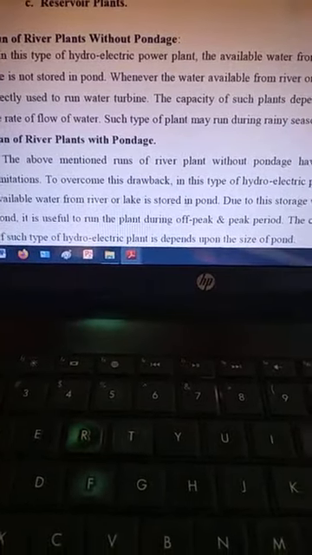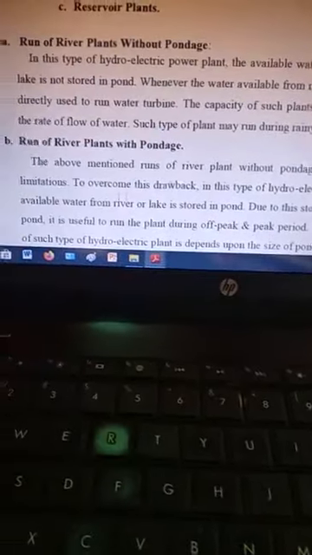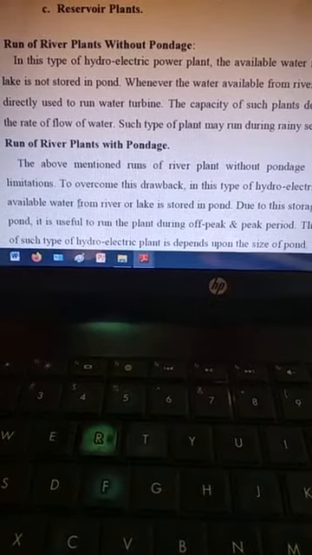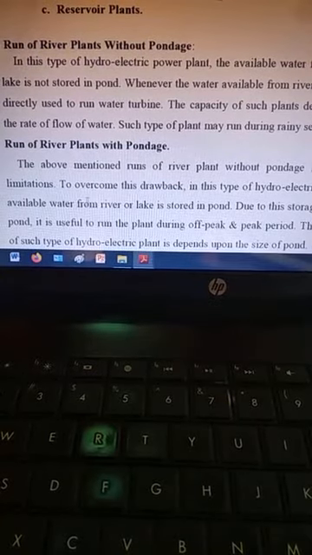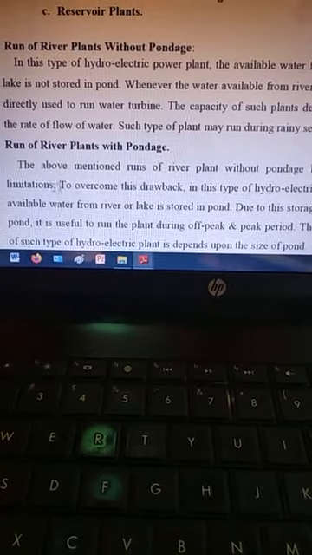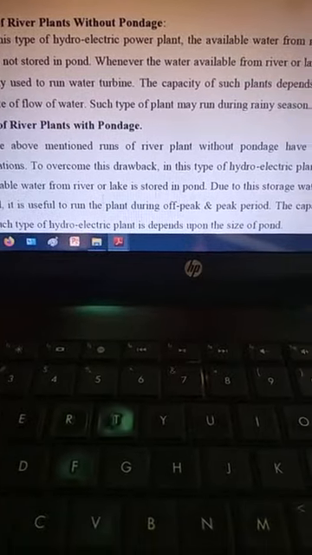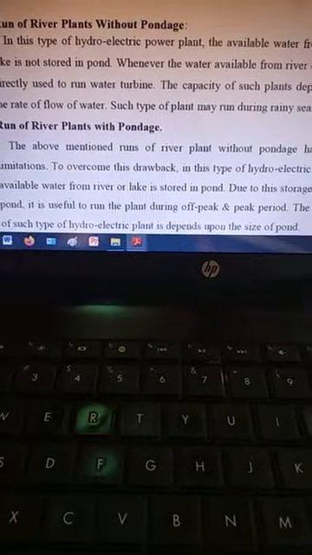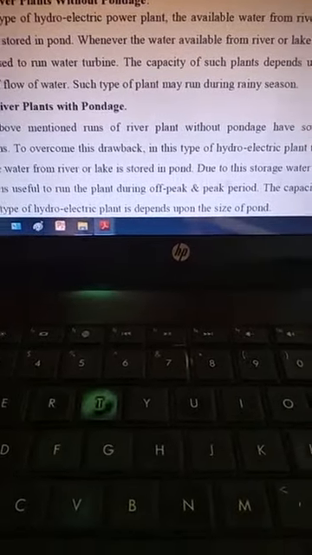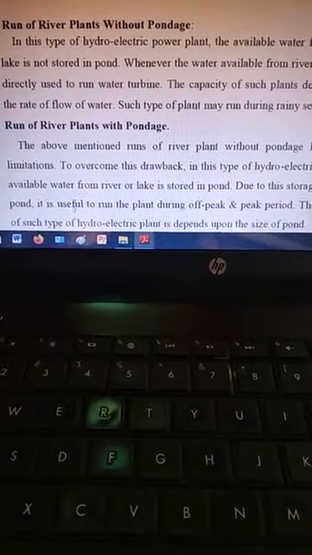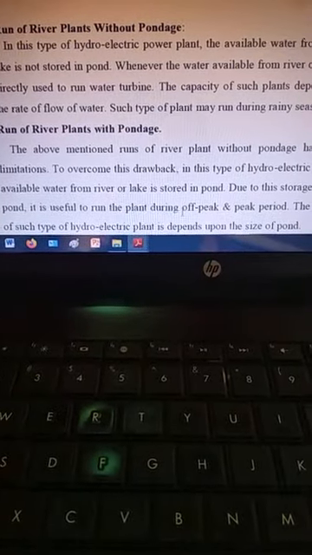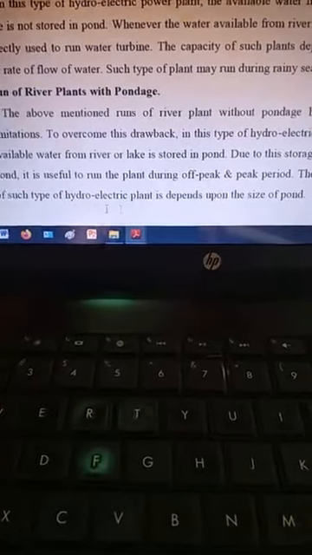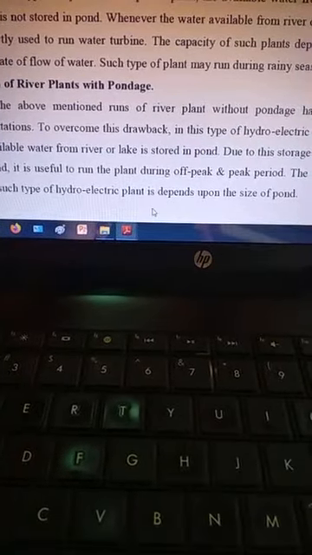The above mentioned run of river plant without pondage has some limitations. So to overcome these limitations, we are using run of river plants with pondage. To overcome this drawback, in this type of hydroelectric plant, the available water from the river or lake is stored in a pond. Due to this storage of water in the pond, it is useful to run the plant during off peak and peak periods. So the capacity of such a hydroelectric plant depends upon the size of the pond.